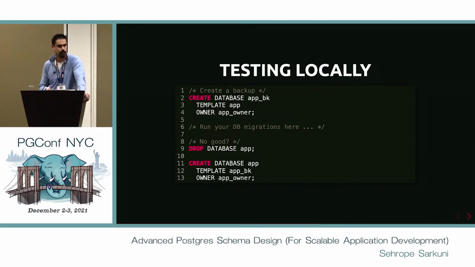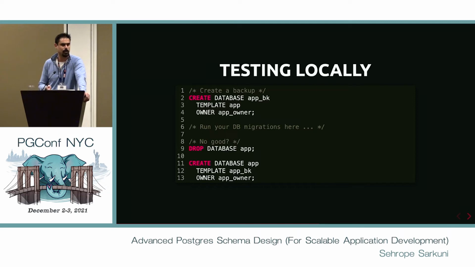By default, when you create a new database, it uses a database called template1 as the basis for what you're creating. But you can give it anything else. So if you have a database, you can say create database app backup, template app. So I basically just backed up my entire database, and Postgres will just copy all the files for that database. And it's actually pretty fast.